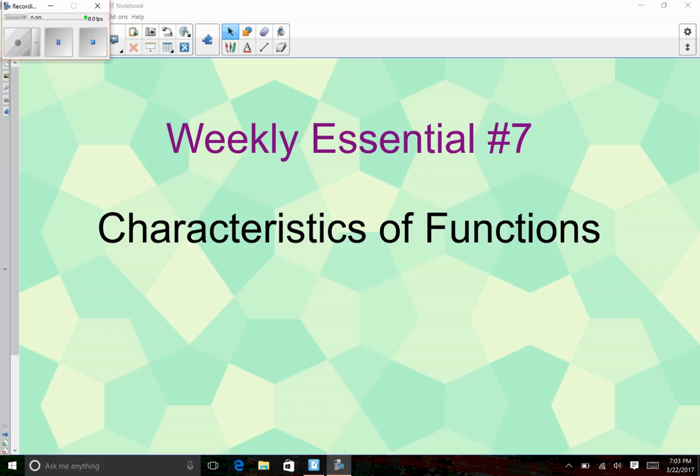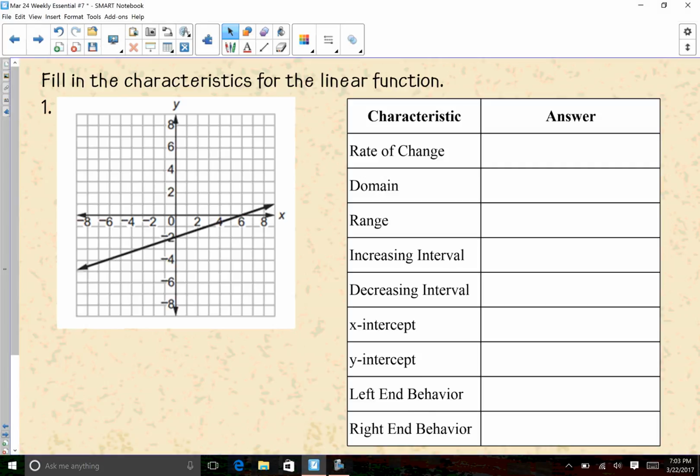Welcome to Weekly Essentials number 7, Characteristics of Functions. The first function we're going to use is a linear function. We're going to begin by doing rate of change.